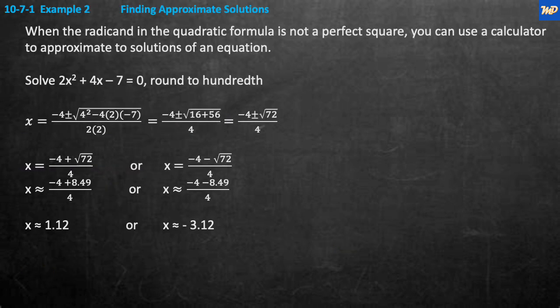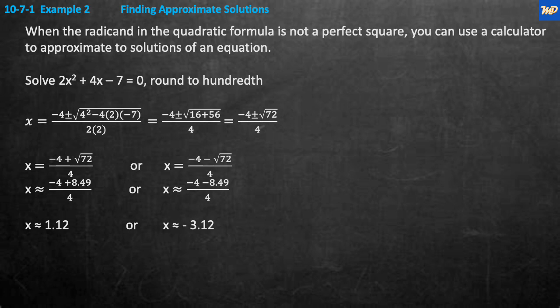So example 2, it says finding an approximate solution. And what does that really mean? It says when the radicand in the quadratic formula is not a perfect square, like we've been getting perfect squares out of this so far, you take the square root of something, you can use a calculator to approximate the solution of an equation. So how would we do that?